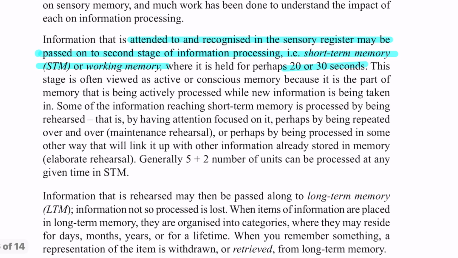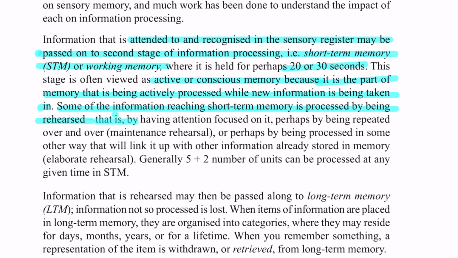This stage is viewed as an active and conscious memory, because, as I told you earlier, information from sensory memory also comes here, and information from long term memory also comes in, and it is manipulated there. It is the part of memory that is actively processed while new information is being taken in. Some of the information reaching short term memory is processed by being rehearsed. When you learn anything you rehearse it, and that is one way to process the information in short term memory so that it can go to your long term memory.